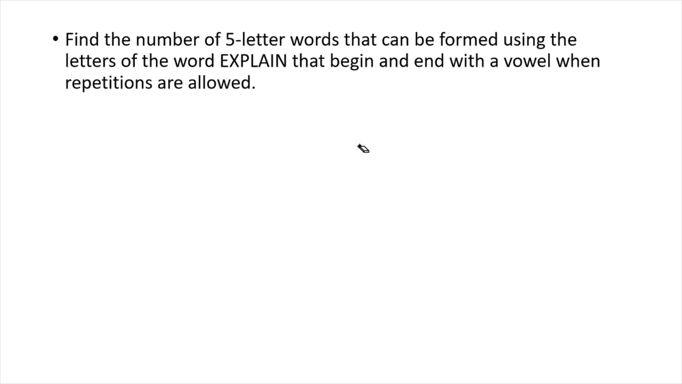So what we have to do is form a 5-letter word using the letters of the word EXPLAIN: E, X, P, L, A, I, N. Here the vowels are E, A, I. These are the 3 vowels that we have. And how many letters do we have? E, X, P, L, A, I, N. 7 letters.